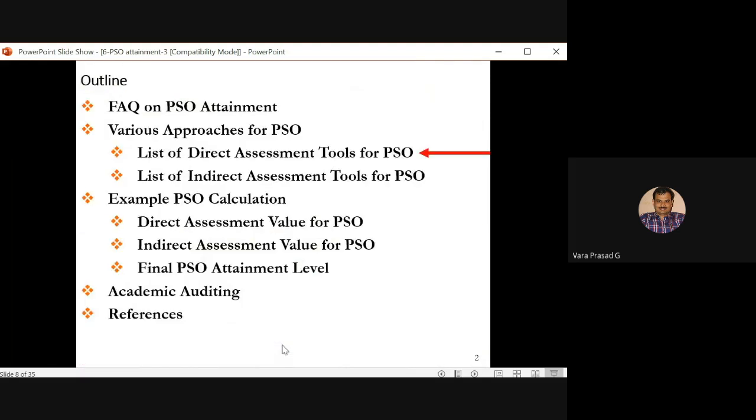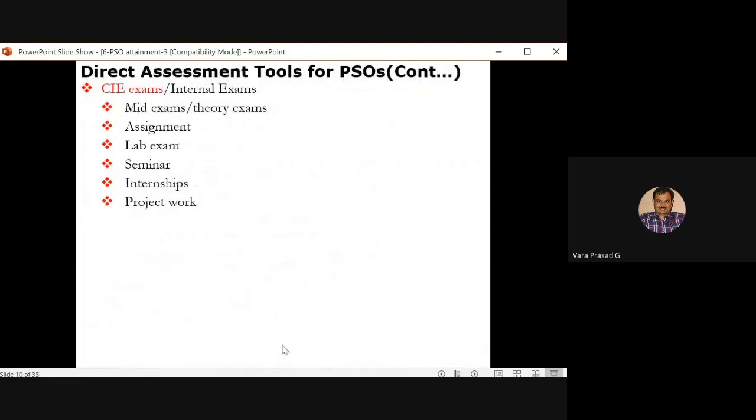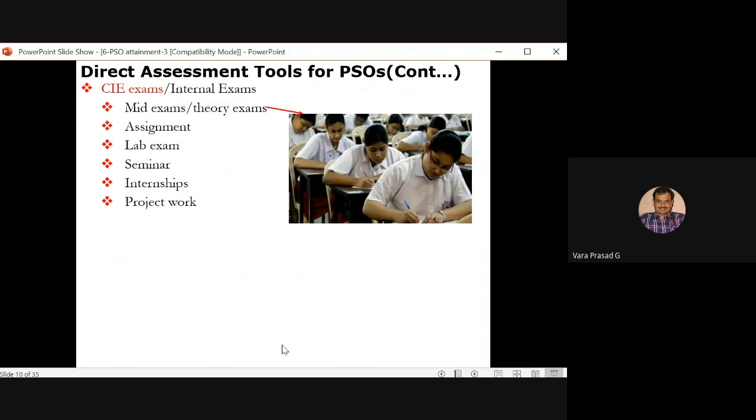Now I'm talking about the direct assessment tools for the PSO. We are using several assessment tools: one is the direct assessment tools, another is the indirect assessment tools, for calculating the PSO. Now I'm talking about the direct assessment tools. Here there are two things: one is the internal marks, and the other is the university marks.